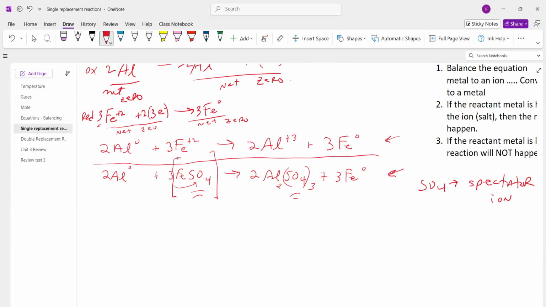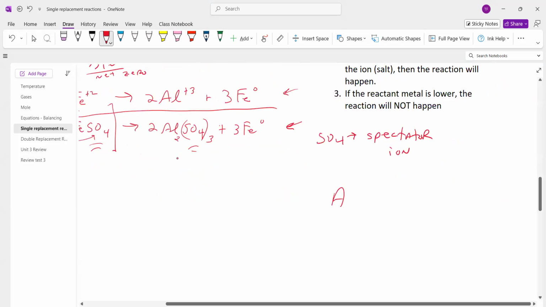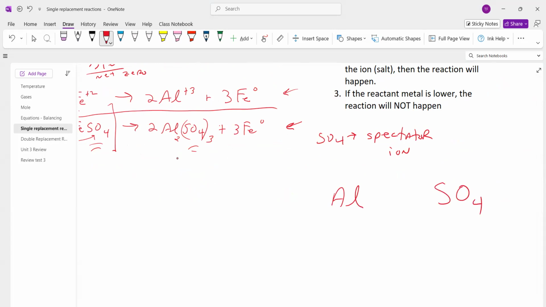So the problem is, what's the charge on aluminum? The charge in sulfate. It's 2. Here we go again. So we have to balance out. So if the sulfate's going with the aluminum, charges have to balance. Okay. So how are we going to make this balance?